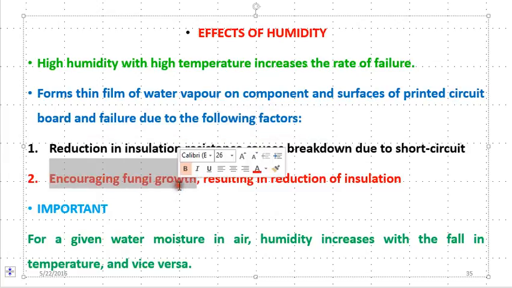So therefore, the humidity brings about a reduction in the insulation resistance, and it also encourages the growth of fungi. We know fungi is a microscopic organism, and it exists wherever there is water or dampness. So the existence of this humidity will bring about the growth of this fungi, and whenever this fungi exists, because it has moisture in it, it has the potential of reducing the insulation resistance. Reduction in the resistance increases current. Increase in current increases the heat generation and can damage the system.